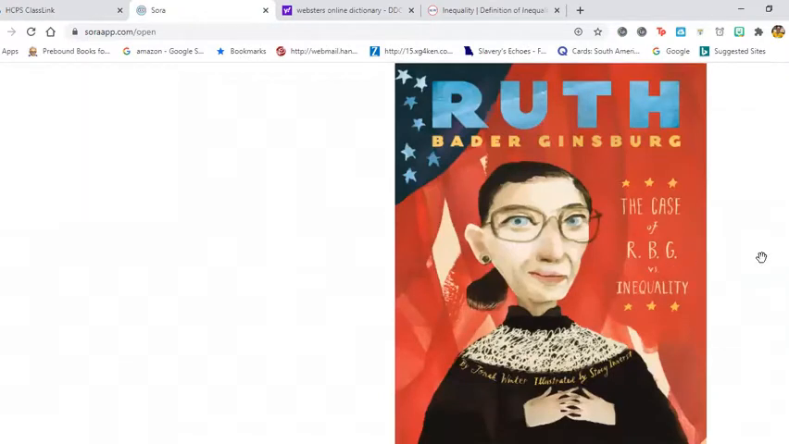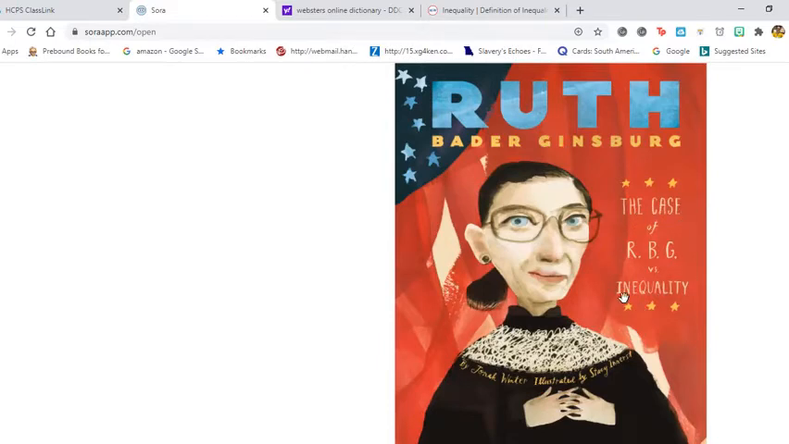Ruth Bader Ginsburg, The Case of RBG versus Inequality. The first thing when we're doing our pre-reading is that we see she's in this very long black gown. If you don't know who she is, that might give you a clue of what kind of job she does. There's a flag behind her, so something with America if you don't know who she is. The case, like, what does that mean?